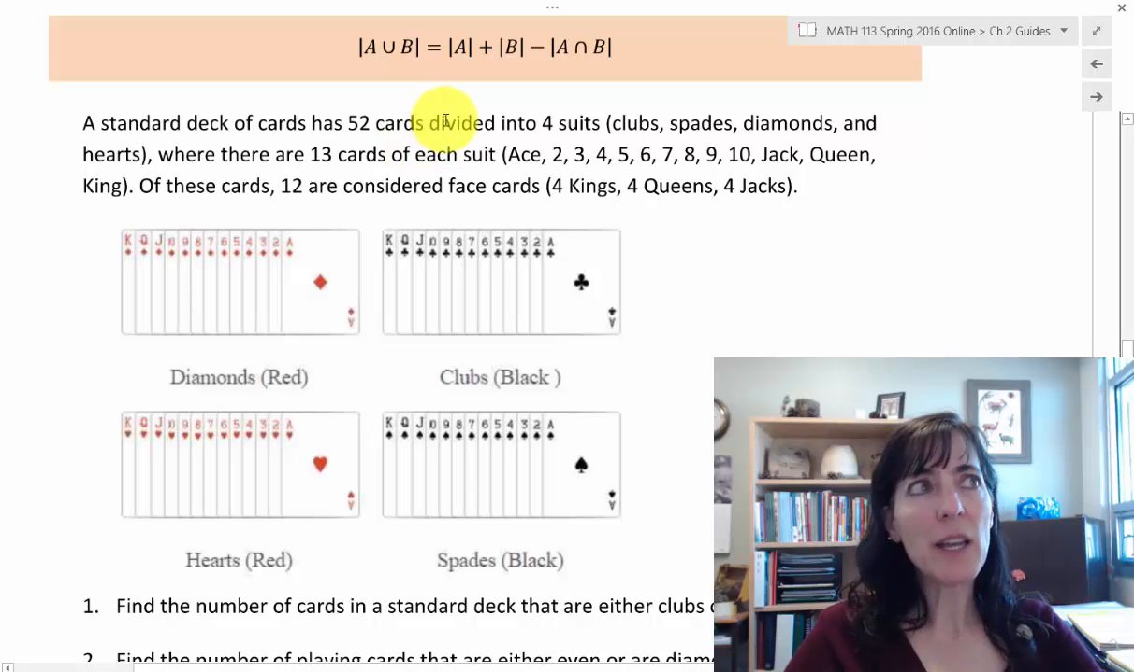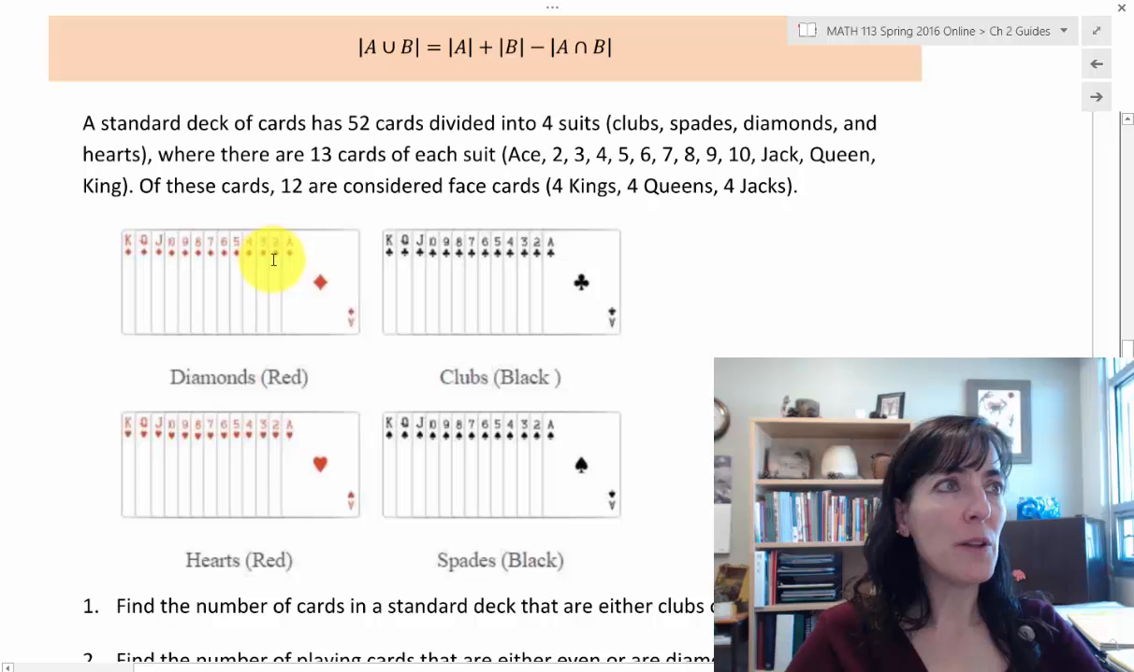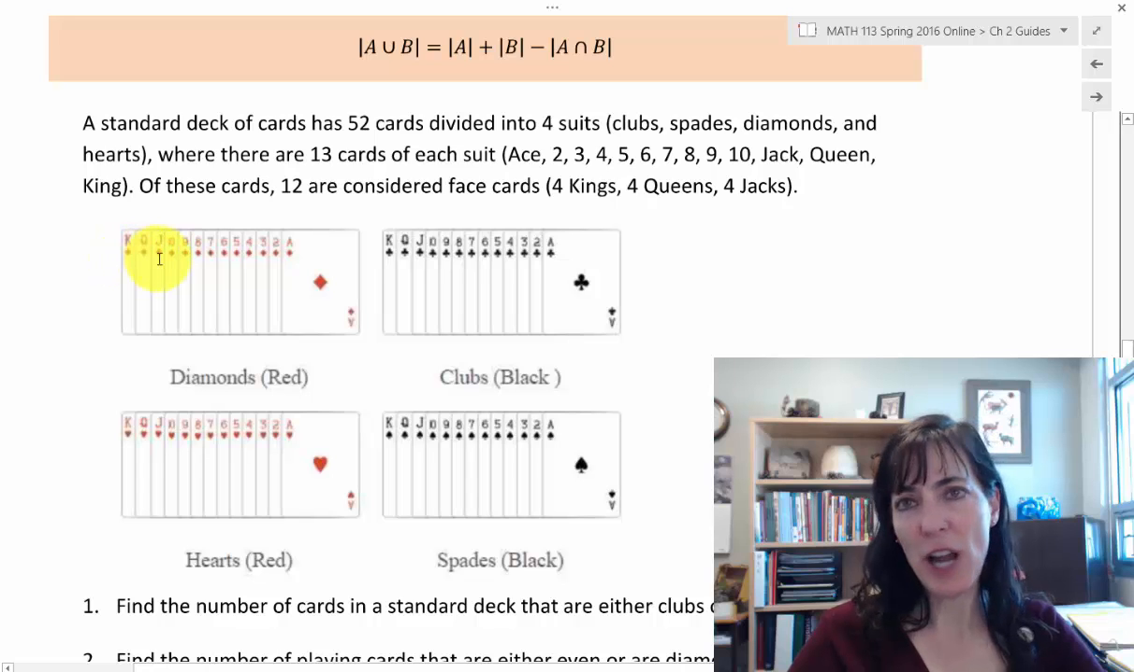A standard deck has 52 cards, and they are divided into 4 suits, and the suits are spades, clubs, diamonds, and hearts. There are 13 cards in each suit. There are the numbers 2 through 10, and then you have an ace, king, queen, and jack.